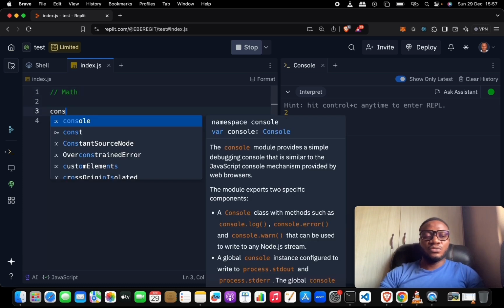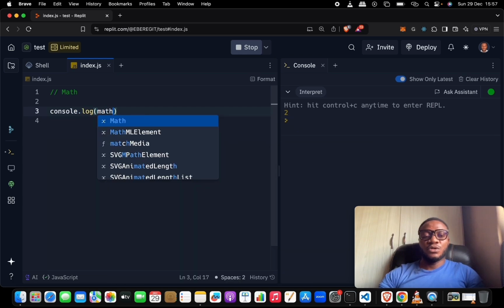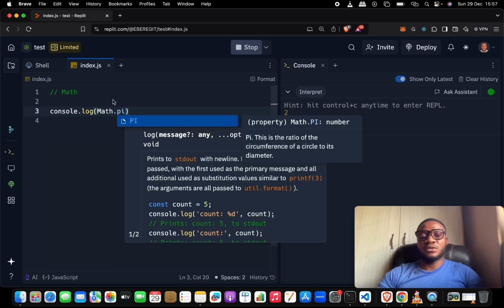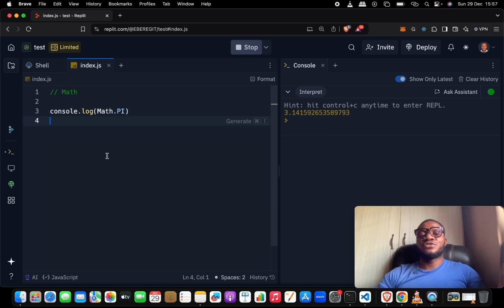Let's do a console.log and pass in one math method. We just do a Math.PI like that and try to run it and see what we get. It gives us 3.145. So we have so many math methods. As you can see, more is popping up already. The more you work with these things, the more you get to know how they work. All right.